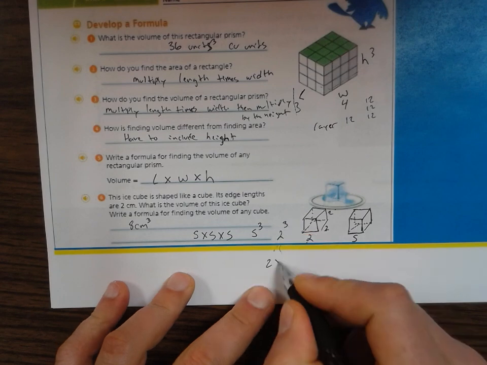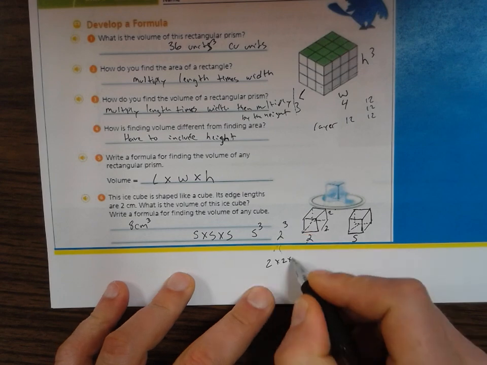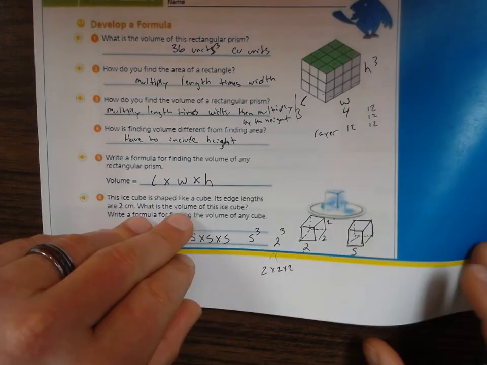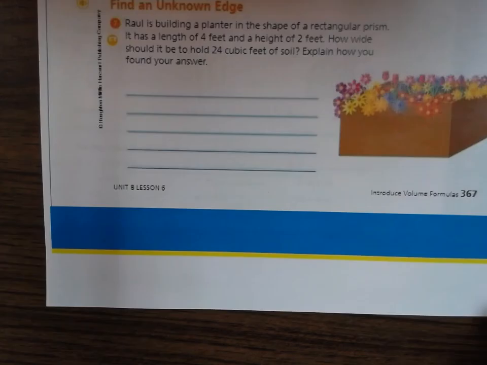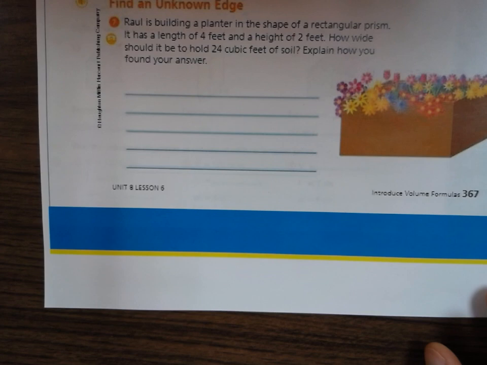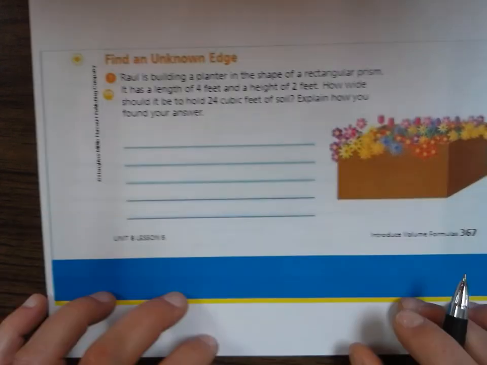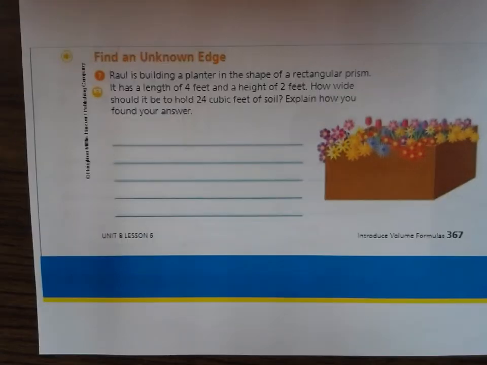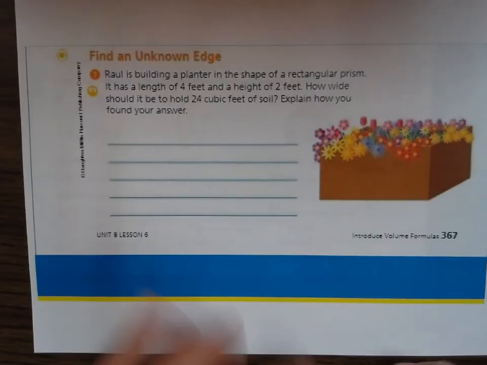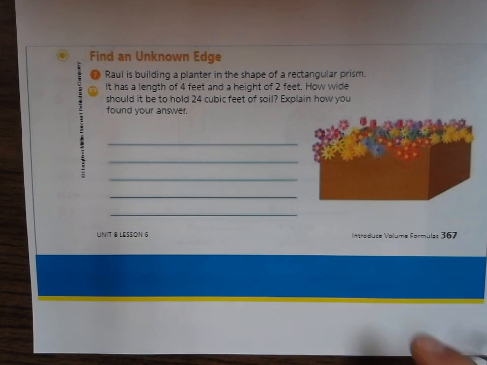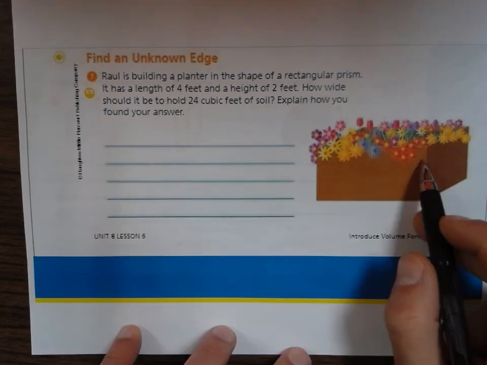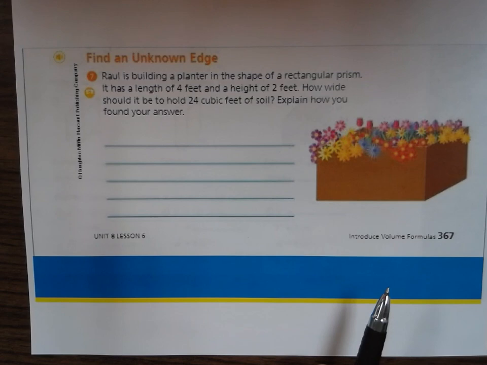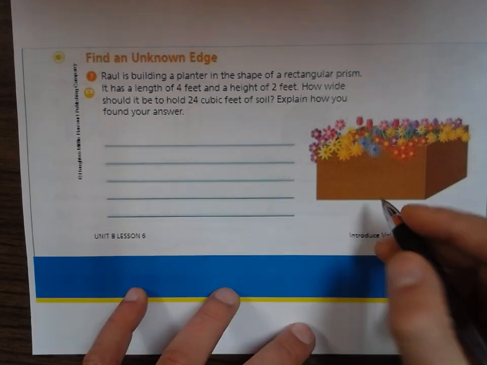Okay, next page. Or I think it's for you, it's actually on the bottom of this page. Find an unknown edge. So here we have this little planter box, and we have, let me zoom, there it is, getting better. Raul is building a planter in the shape of a rectangular prism. So you can see the planter box right here. It has a length of 4 feet. Let's say 4. It has the height of 2 feet.